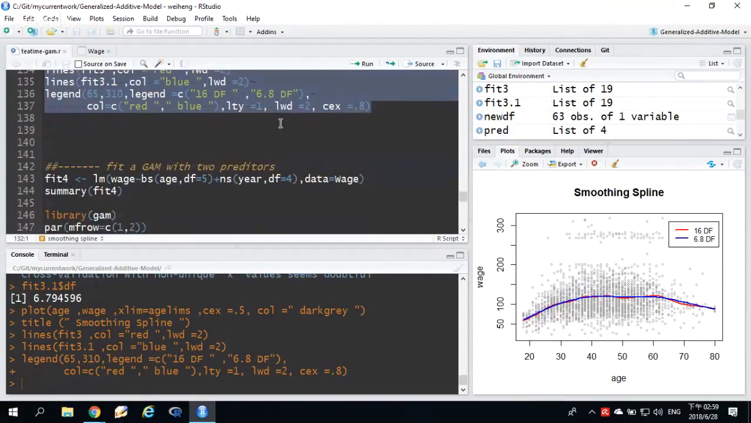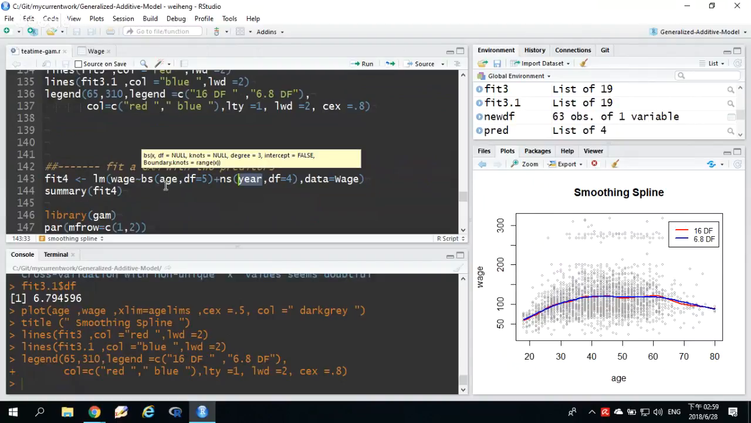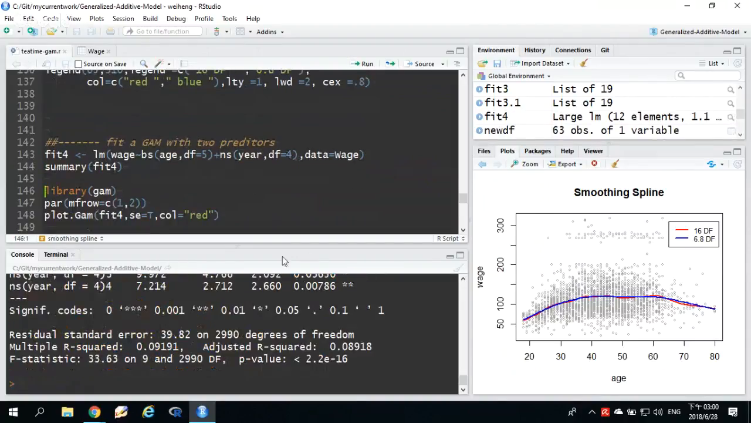Next, you can fit a GAM model with two predictors. The first way is to use the lm function. Right now we have two predictors, which are age and year. I use bs to fit age and ns to fit year, which is linear, and choose the df. And then we can see the result.